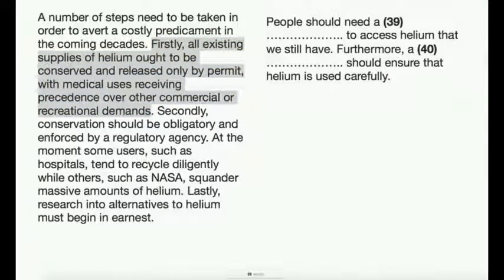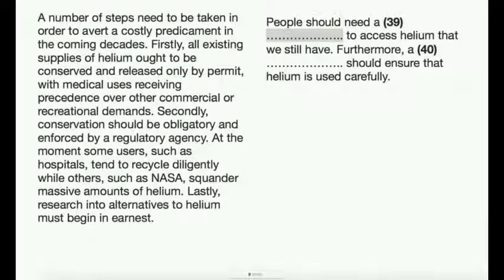Well, this first part here is about how people can get hold of helium. It says all existing supplies of helium ought to be conserved and released only by permit. So that's how we can get hold of them. So getting hold of something is the same as to access something here. So what is needed to access helium? Well, here it's saying to release it is by permit. So it looks quite possible that permit might be the word to go in here.